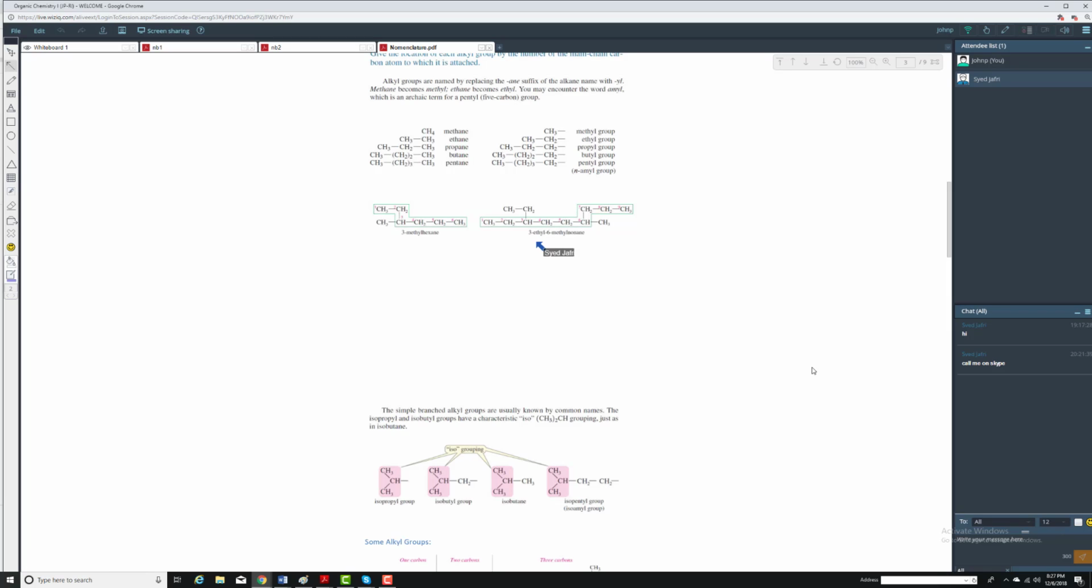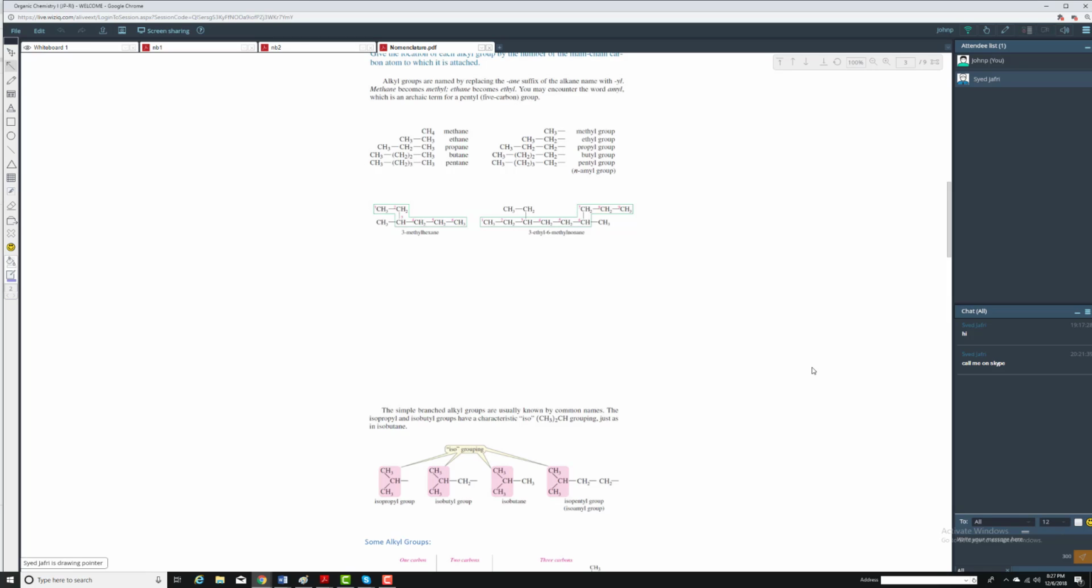Let's go back to here. Read the third rule you already have. These are the groups which I already told you. For example, this is methane, CH4. This is ethane, propane, butane. The groups are one pattern you are removing.